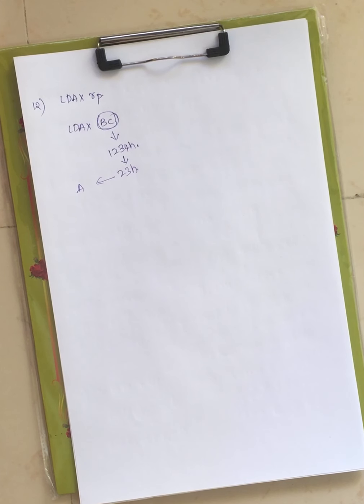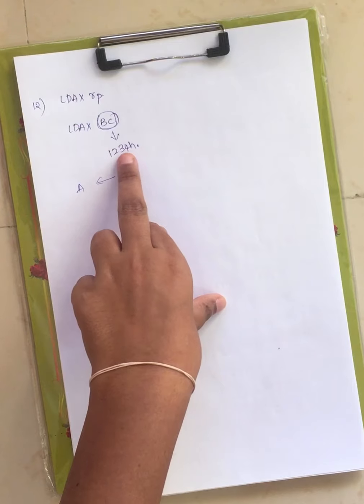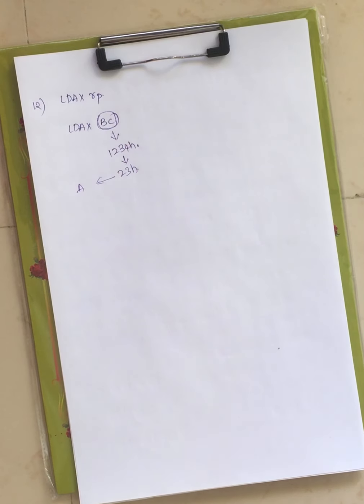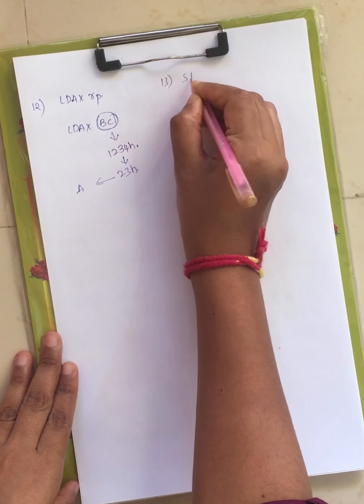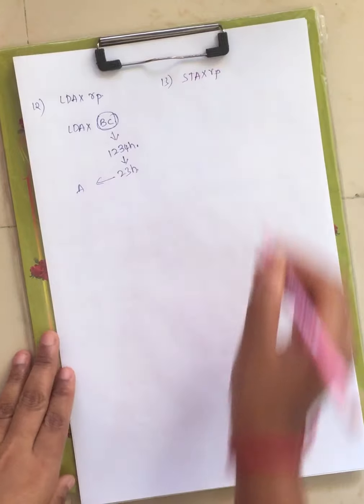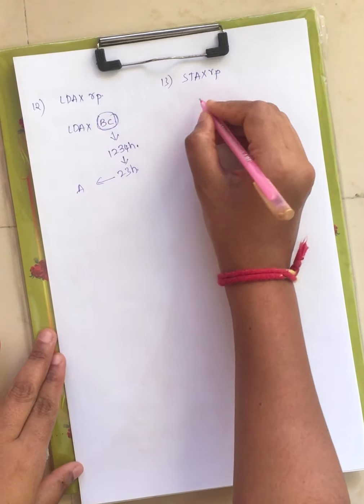Now load: you are loading the accumulator with the contents of the memory location that is pointed to by the register pair, right? That is the LDAX instruction. And the opposite of this is STAX RP. Store accumulator contents in the memory pointed to by RP. You are storing the accumulator contents in the memory pointed to by RP, right?